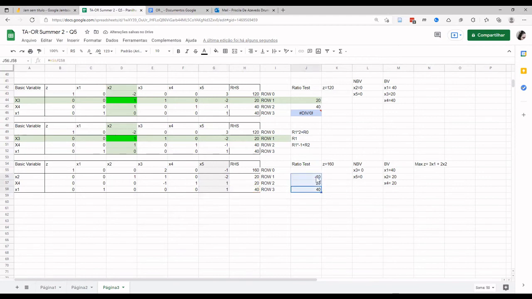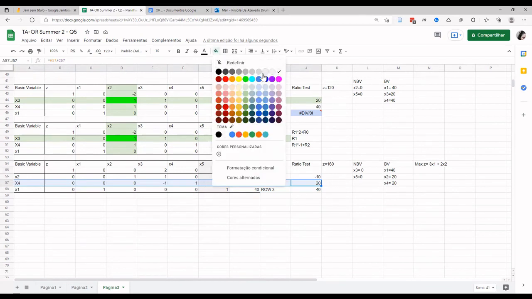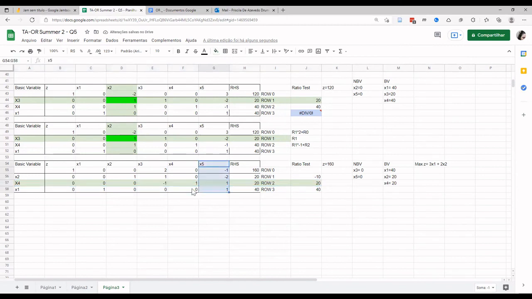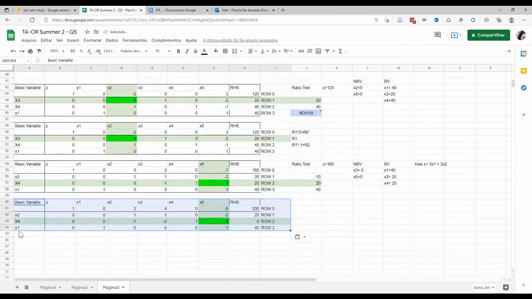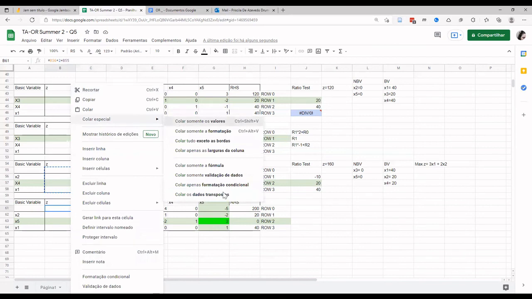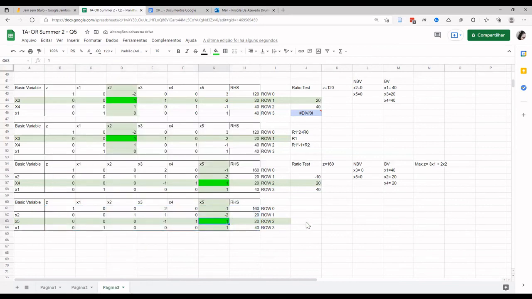Okay, now this one is not going to be considered because it's negative, but these two are positive numbers, and we are going to choose the smallest number, right? As we did before. So this is our pivot row, and this is our pivot column, and this is the pivot number. So we have to make the row operations all over again in order to add x5 to our basis in the place of x4 over here. So the pivot number is correct. I don't need to make any modifications.